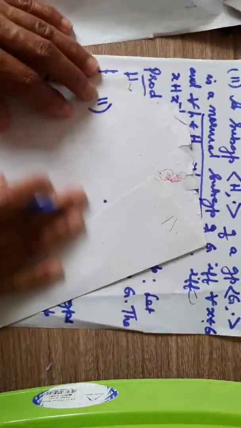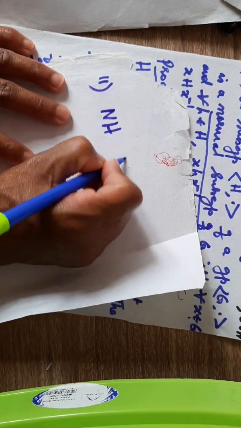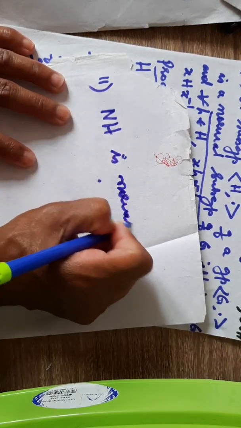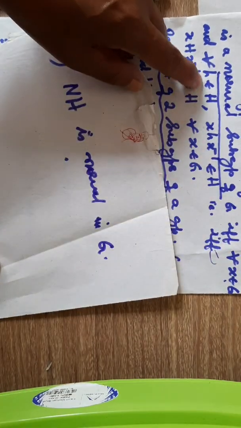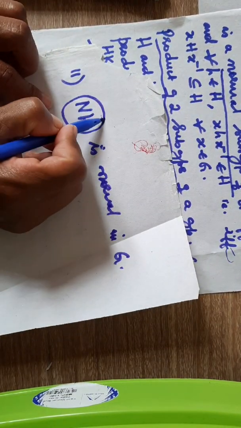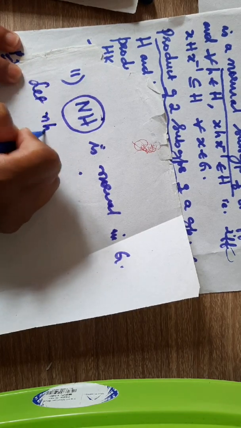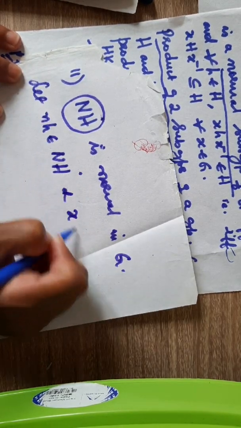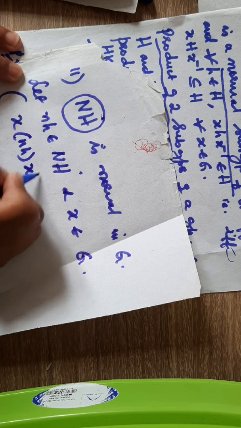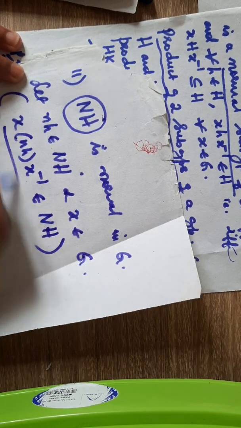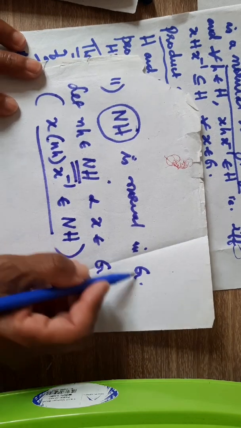Now next I need to show the second part, that NH is normal in G. So for this one I need to apply this definition. Take X in G and H belongs to H, but here what is H? H is the NH. So let NH belong to NH and X belong to G. What I need to show is that X into NH into X inverse belongs to NH. If I can prove this, then I can conclude that NH is normal in G.